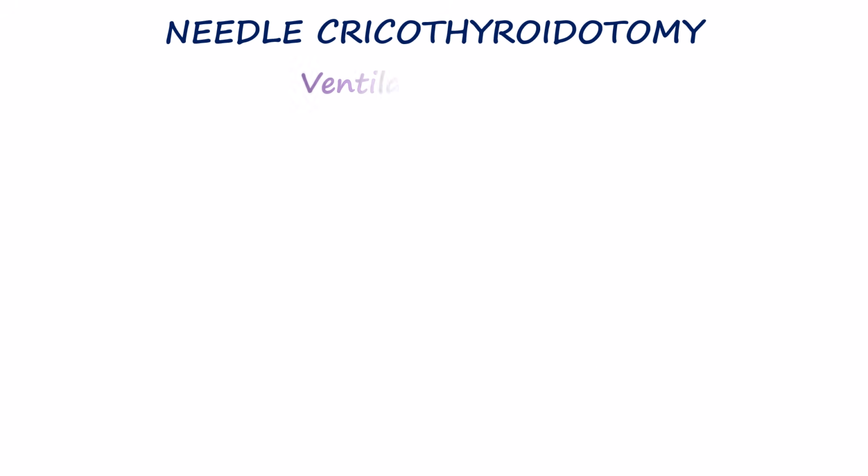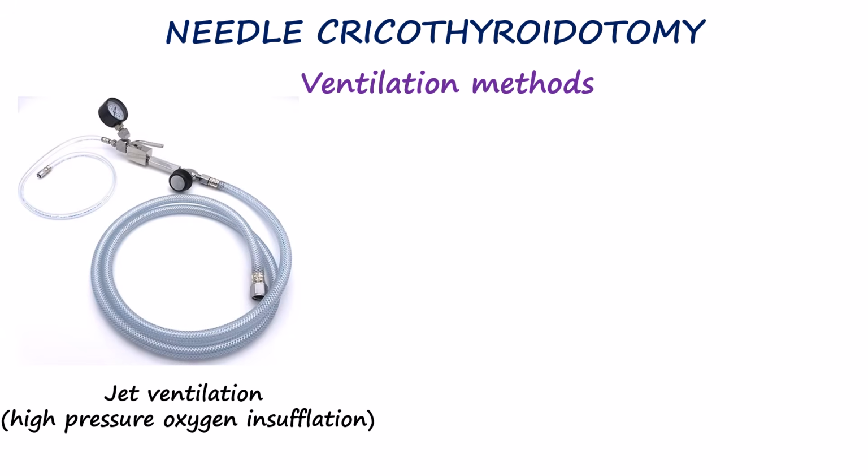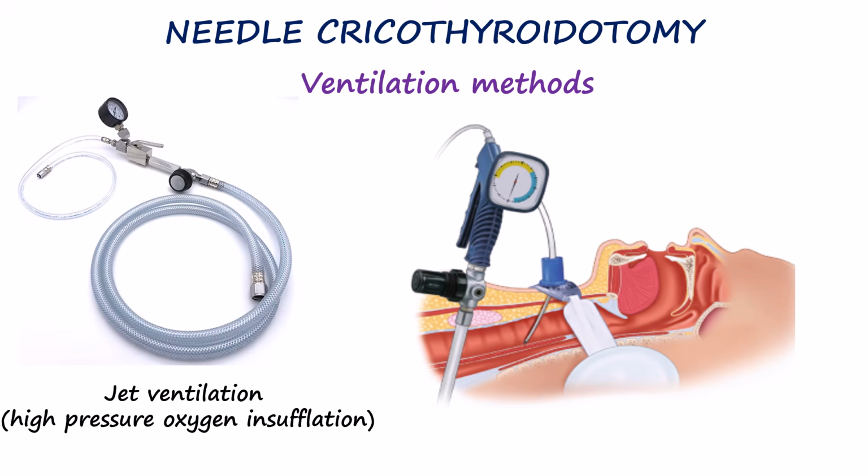The first and most commonly used method is jet ventilation, also called high-pressure oxygen insufflation. In this method, the catheter is connected to a jet ventilator device, which in turn is attached to a high-pressure oxygen source such as wall oxygen or an oxygen cylinder. The oxygen is delivered at high pressure, usually in the range of 15 to 50 psi.